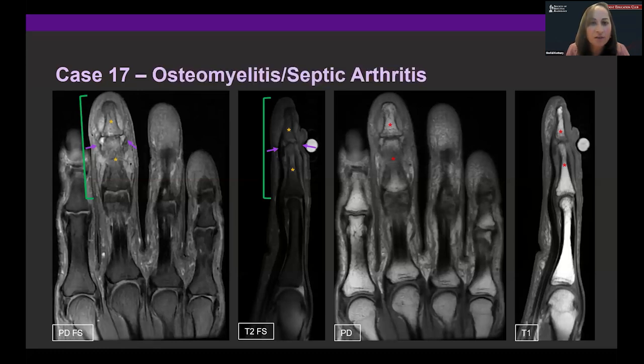So this is actually a case of osteomyelitis or septic arthritis. It is important to have the history when we're looking at these cases, because inflammatory arthritis and septic arthritis, and osteomyelitis, can both be in the differential when you see that prominent edema in a periarticular distribution with a joint effusion and soft tissue swelling. And so that does help us to make the diagnosis.